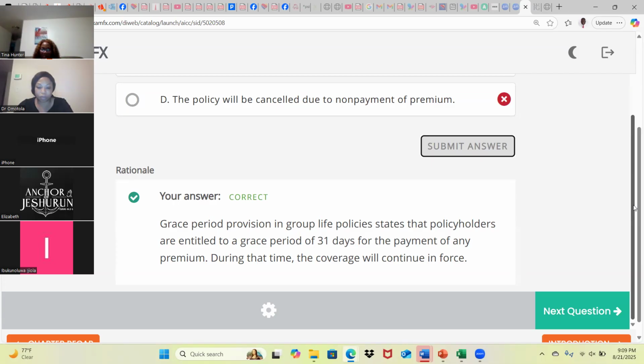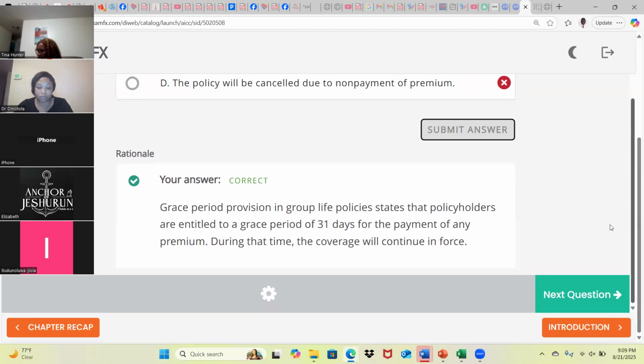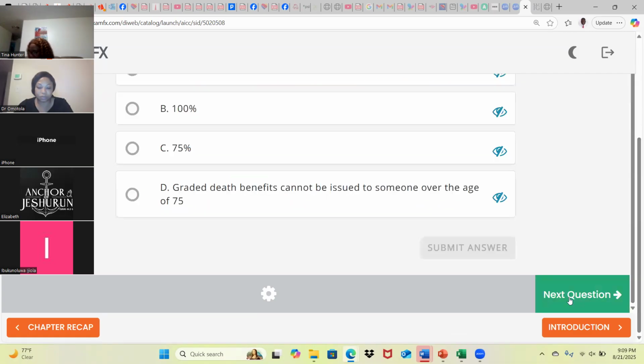Grace period provision in group life policies state that the policyholder is entitled to a grace period of 31 days for the payment of any premium. During that time, the coverage will continue in force. All right, very true, very true. All right, let's go to the next one.